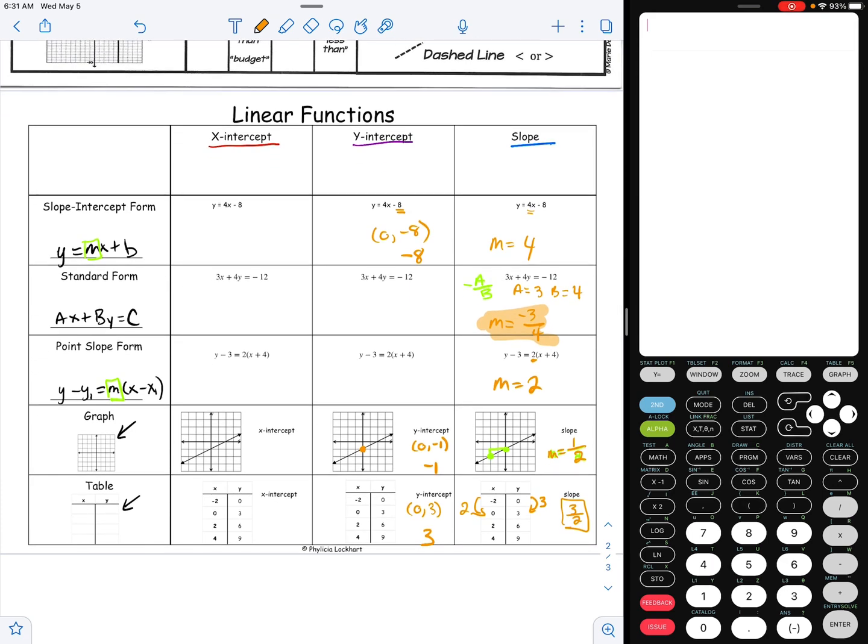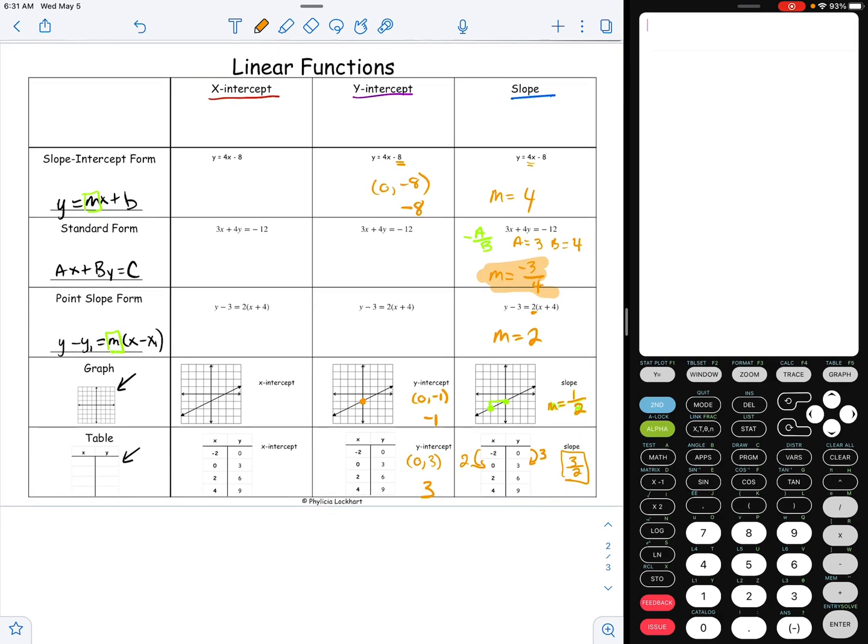All right, when we're dealing with standard form, actually, we're going to come back to standard form. Let's go back to point slope. So we need to turn point slope into slope-intercept by distributing the 2 inside, right? So that this becomes 2x plus 8. And then we have y minus 3. And then from here, we add 3 to each side. And what do we have? We get y is equal to 2x plus 11. So the y-intercept is right here, 11.